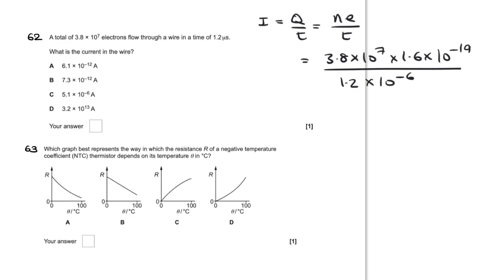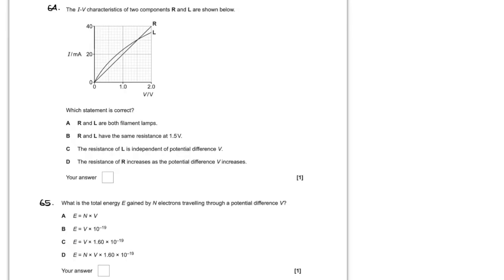Okay, so I end up getting C as my answer. Awesome. Right, for question number 63, which graph best represents the way in which resistance R of a negative temperature coefficient thermistor depends on its temperature in degrees Celsius? Well, that's a really straightforward answer, A. Okay, moving on to question number 64.